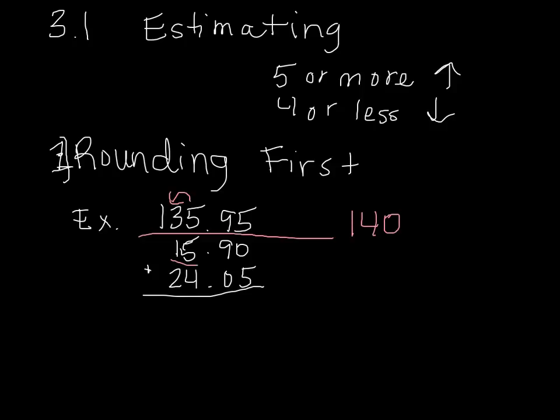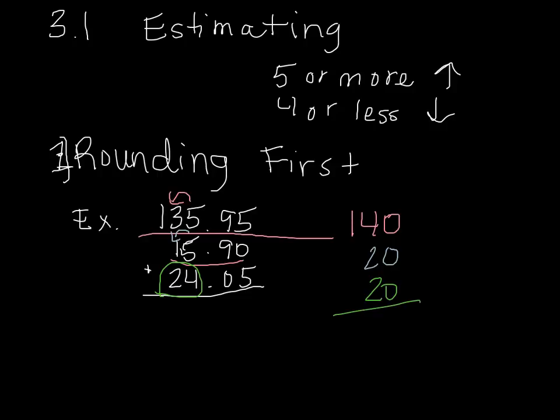Then if I look at my next number, 15 and 90 hundredths or 9 tenths, I'm going to do exactly the same thing. I'm going to look at my whole numbers, my integer, and the 5 is going to round up the 1 to a 2, so that 15 is going to round up to 20. I'm just looking at these like whole numbers. Then my last number I'm looking at is going to be 24. If I look at 24, the 4, it is 4 or less, we're going to round it down to 20.